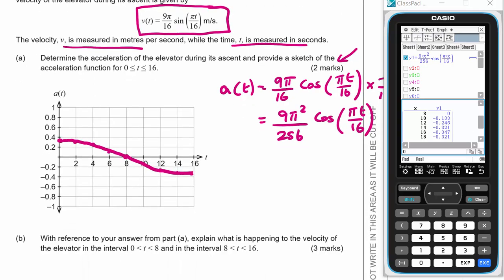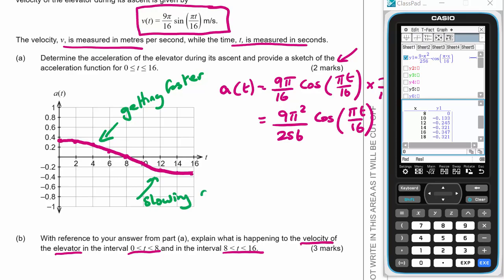So, with reference to the answer from part A, explain what's happening to the velocity of the elevator in the interval 0 to 8 and 8 to 16. So, what's going to happen along here? So, it's accelerating, the acceleration is positive, so along there it's always getting faster, and the acceleration here is negative, so that's when it's slowing down.